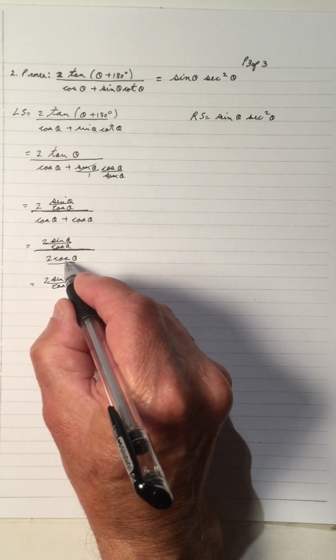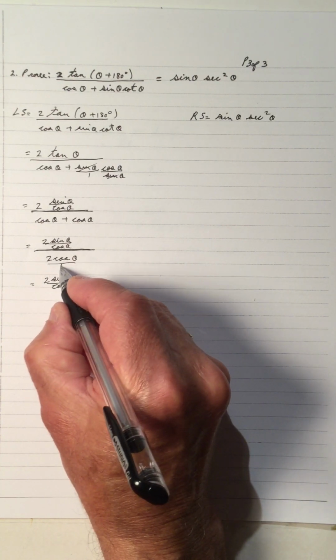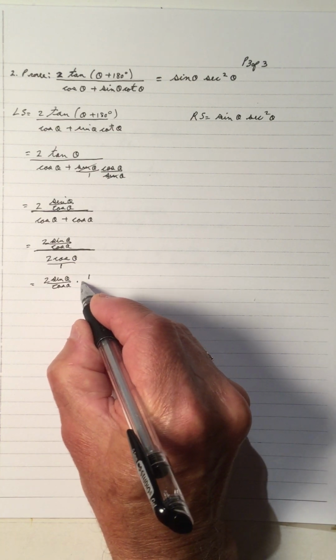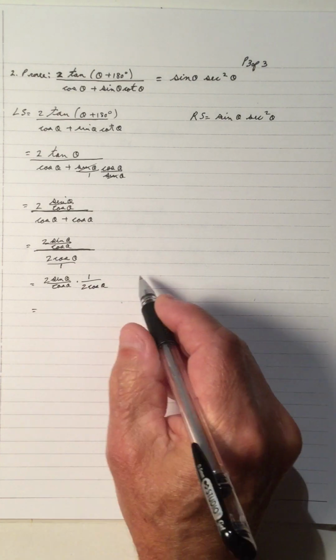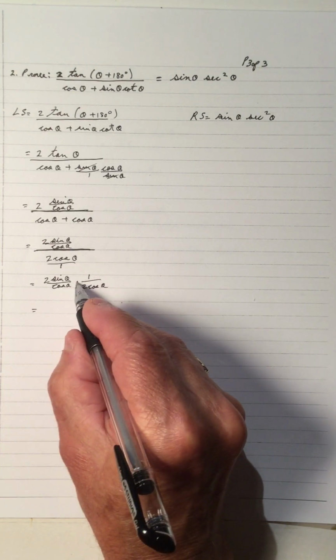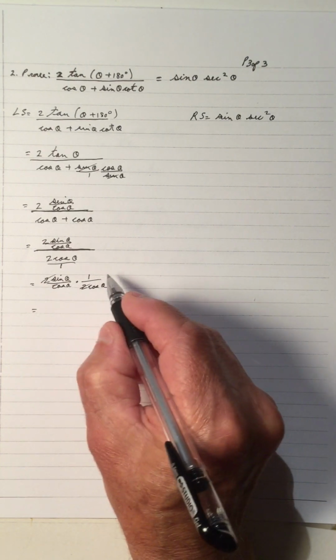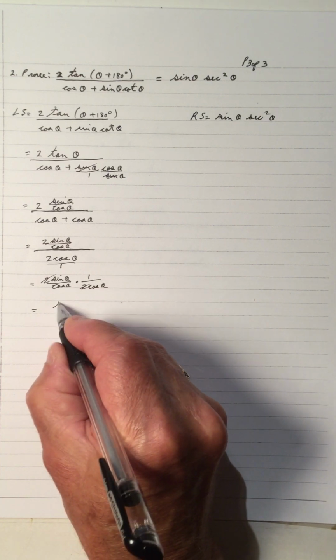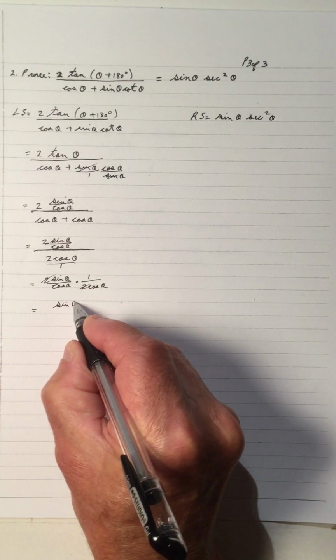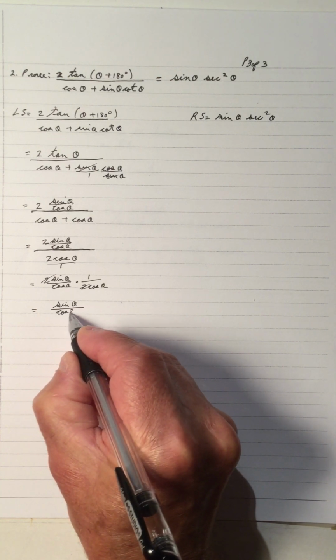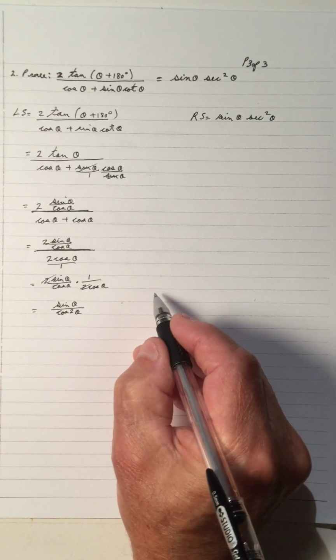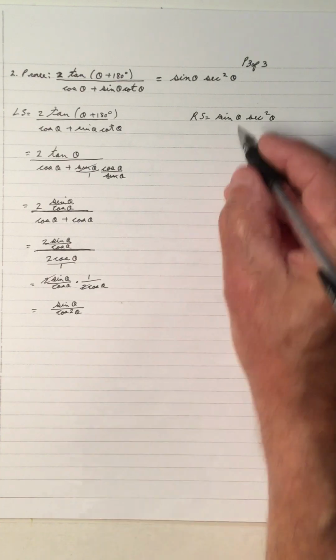So 2 cos theta over 1 becomes the reciprocal, 1 over 2 cos theta. And we're multiplying fractions, so the 2's can cancel out, and we have sine theta over cos squared theta. And how does that look like the right side?